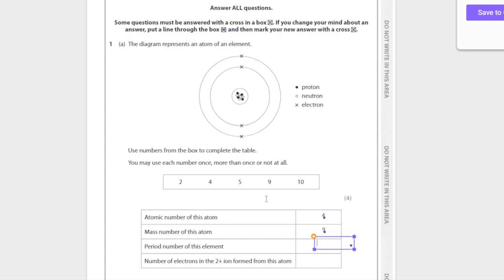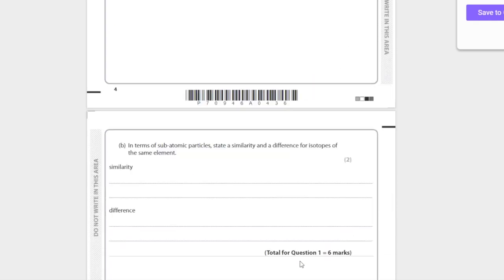Remember that period number, people often forget this because we too often remember group number, not period number. But period basically refers to the number of shells, so it'll just refer to how many shells the atom has. So we count 1, 2 shells, so we know it's in period 2. And now this says number of electrons in the 2+ ion formed from this atom. So you can see the number of valence electrons is 2. It's asking the number of electrons in the 2+ ion formed from this atom. We know it's also going to be 2. And there we go.